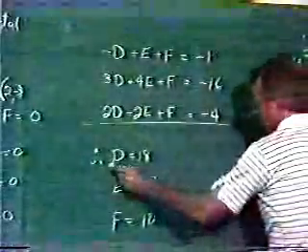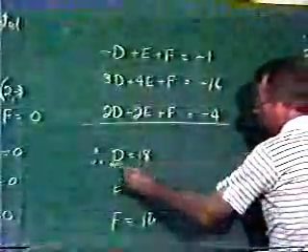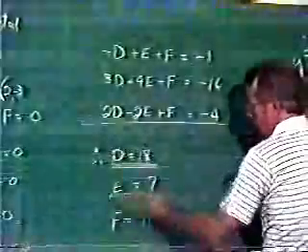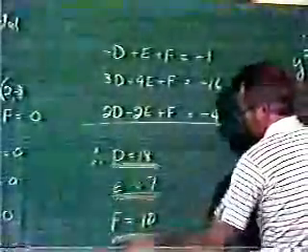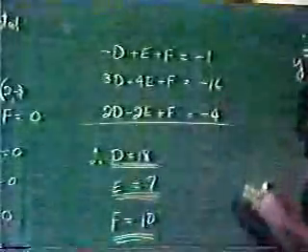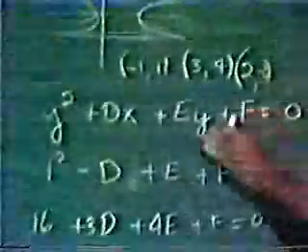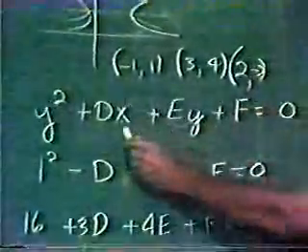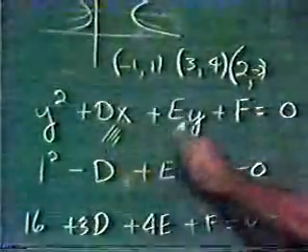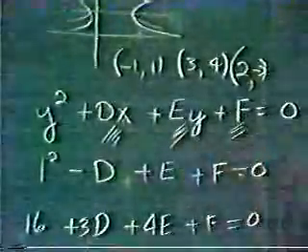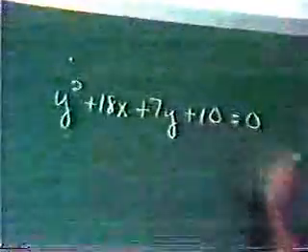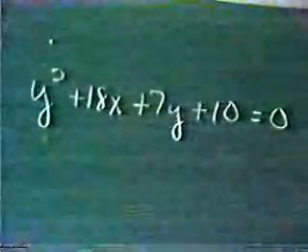But you come out then, if I haven't made a mistake somewhere, with D is 18, E is 7, and F is 10. Now, go back to the general form of the equation and put in the 18 for D, the 7 for E, and the 10 for F. All right, let's look what we have then. We have y squared plus 18x plus 7y plus 10 is equal to 0.